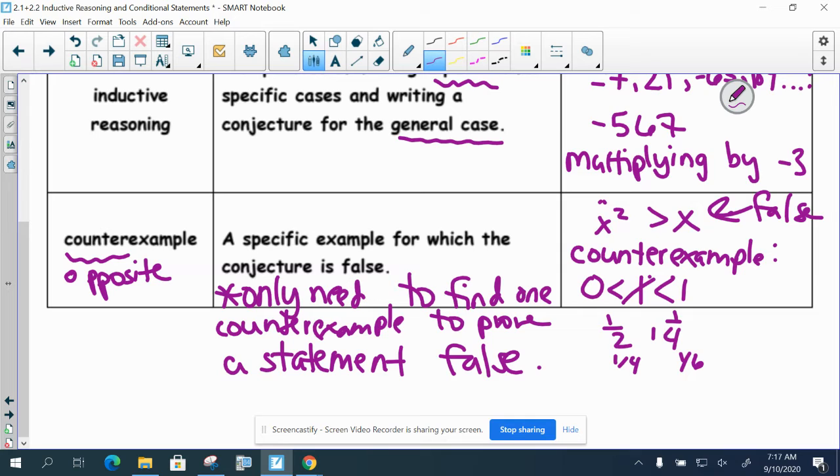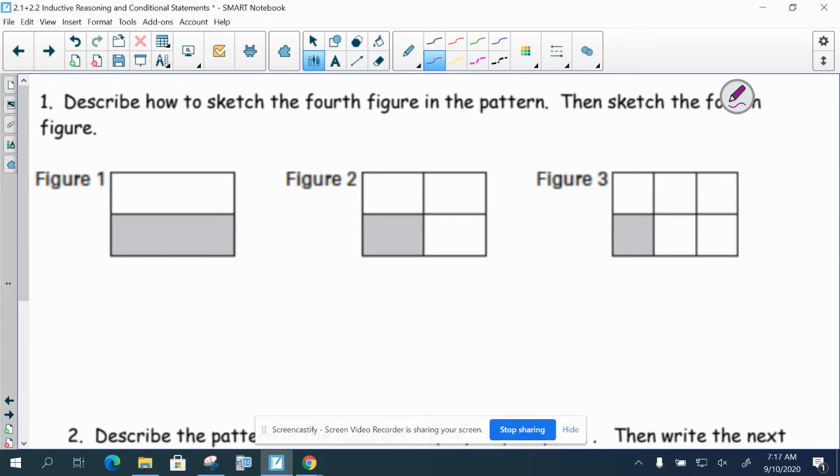All right, let's look at some other examples about patterns. So describe how to sketch the fourth figure in the pattern. So here we've got kind of the same general outline of a rectangle. This one is split in half with only this piece shaded. This one is split in half again this way. And then only this bottom corner is shaded. So here we have 2 parts. Here we have 4 parts. Here we have 6 parts.